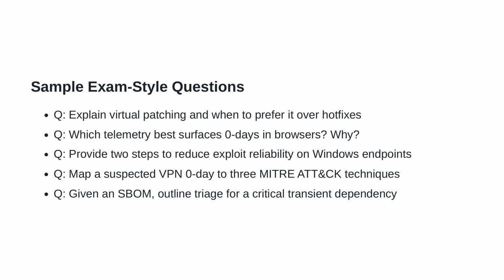Given an SBOM, outline triage for a critical transitive dependency. Identify which artifacts include the vulnerable version using log files and build manifests. Assess reachability of the vulnerable code path and internet exposure. Check KEV status and version ranges, and prioritize internet-facing services. If an upgrade exists, pin/override and rebuild. If not, apply virtual patches/IPS rules, feature flags, or config hardening. Validate in staging, roll out with monitoring, and add a policy to prevent reintroduction.